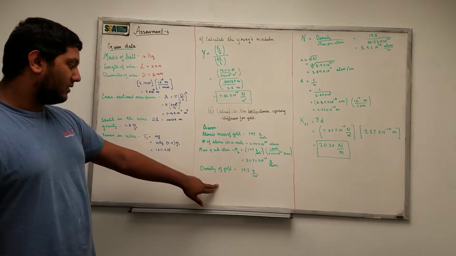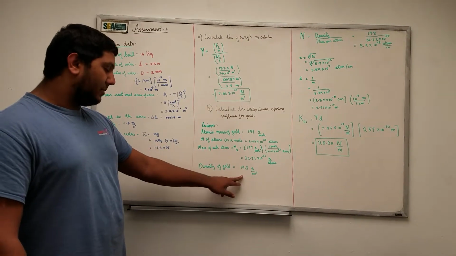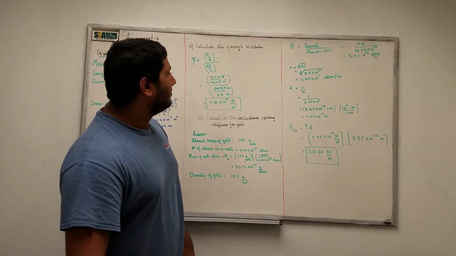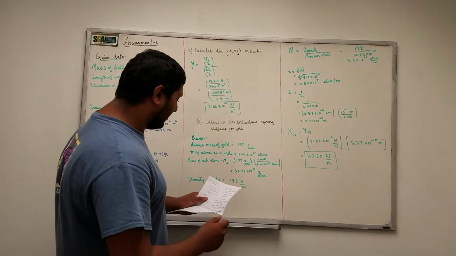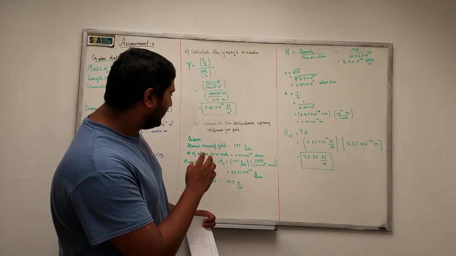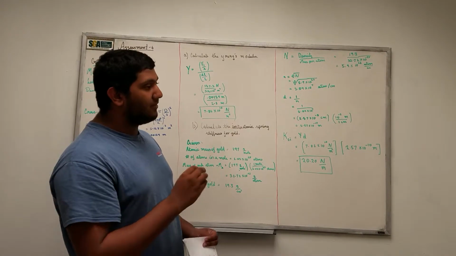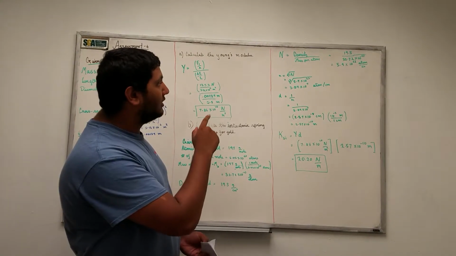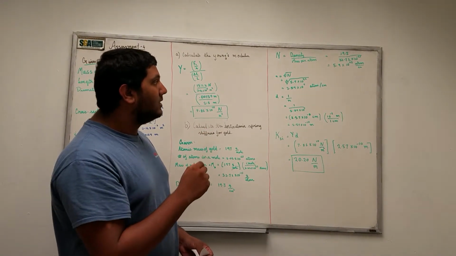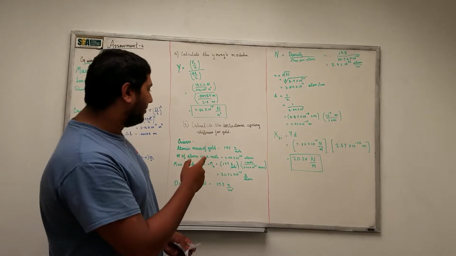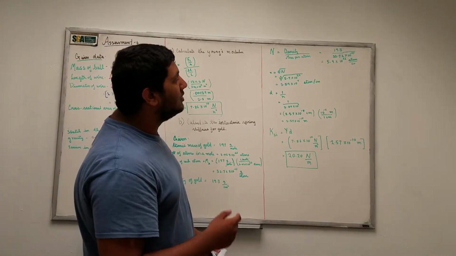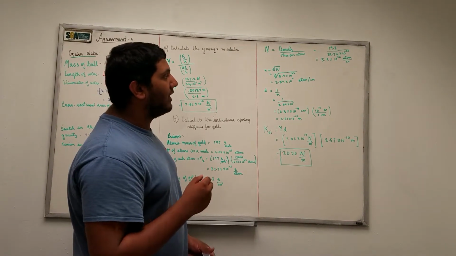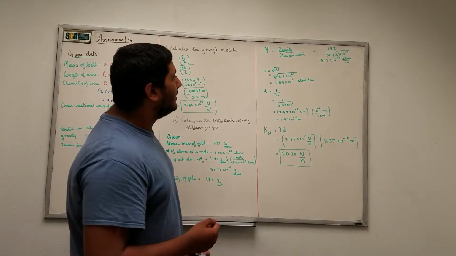And the density of gold, which is given, is 19.3 grams per cubic centimeter. With this information, we need to find the number of atoms in a cubic centimeter. To calculate that, we use this formula: N is equal to density over mass per atom. Density is 19.3, and mass per atom, which we found here, is 32.72 times 10 to the negative 23rd. By solving that, we get a value of 5.9 times 10 to the 22nd.